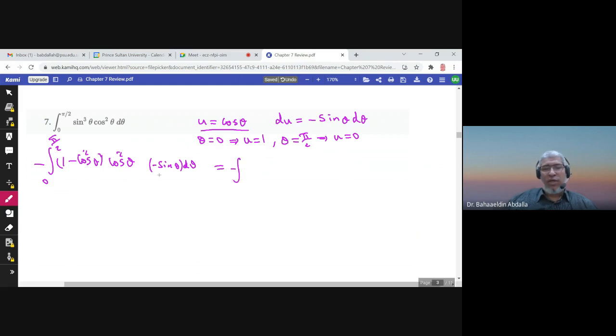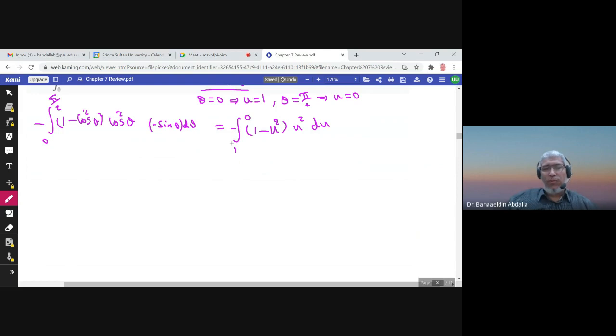So there is a minus sign, and if theta is 0, u is 1. If theta is pi over 2, u is 0. 1 minus cosine theta is u, so I have u square. And cosine theta is u, so I have also u square. And this is du. So I can multiply. I leave the minus outside. And from 1 to 0, 1 times u square is u square minus u to the power 4.